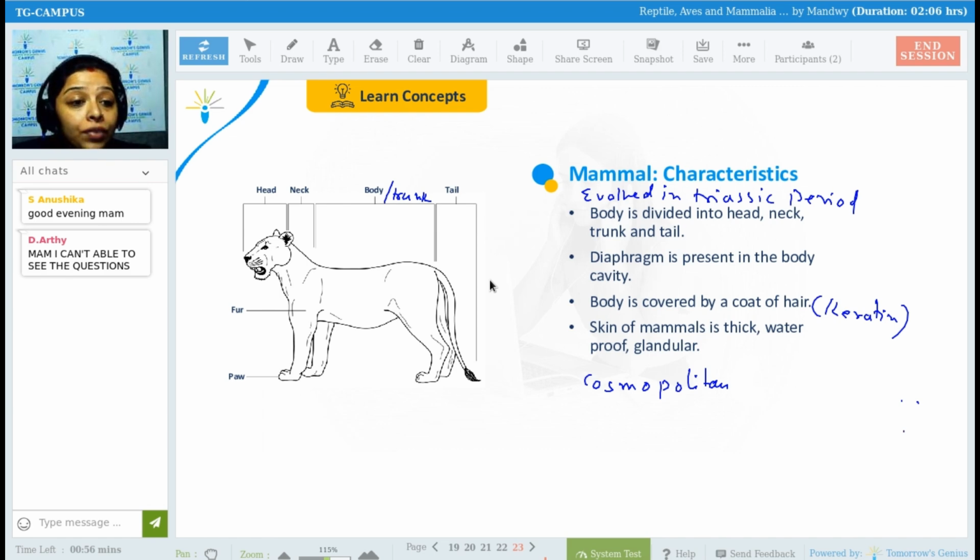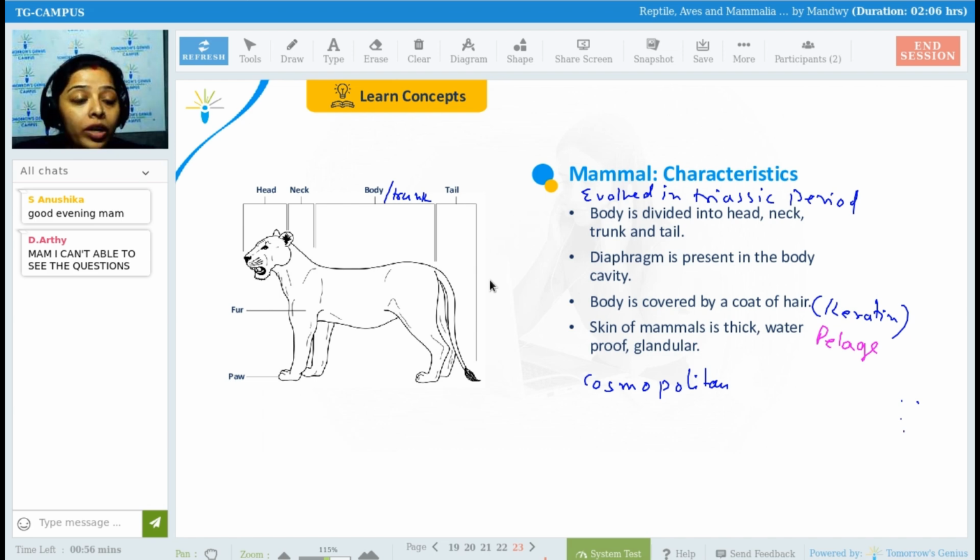When the body is covered by a coat of hair, then this type of covering is called pelage. What is pelage? When the body is covered by hair. When the body is covered by feathers, then it is called plumage. Okay, very good.